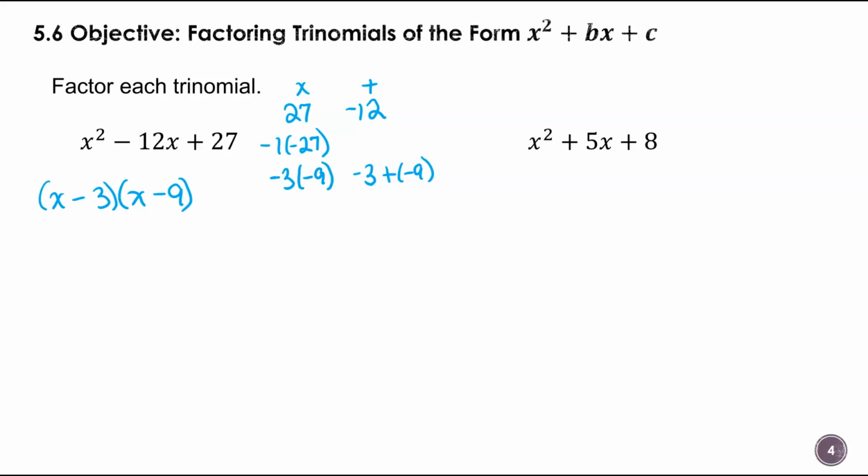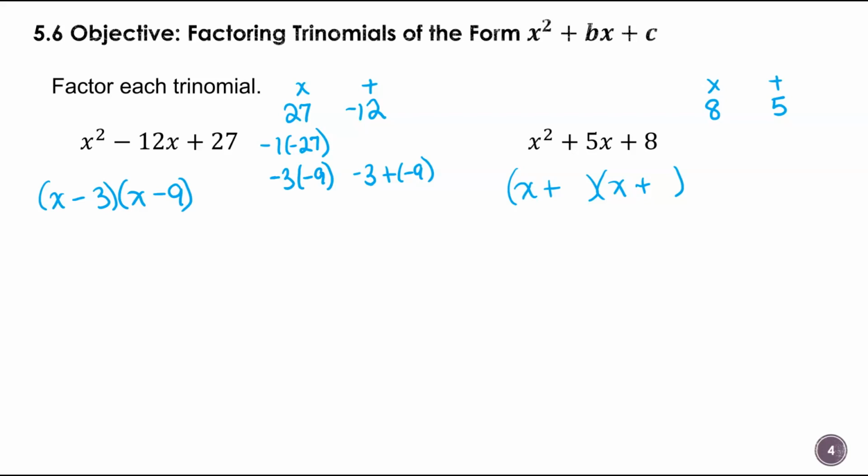Okay, next. This is all positive. That's always the easier one. So I need a product of 8 and a sum of 5. Right, so you know that I'm getting the 8 from here and the 5 from there. I have to get a sum that equals that middle term. And I know it's x squared, so it's going to be x plus something, right? X times x is x squared, and then I'm going to add whatever my factors happen to be.